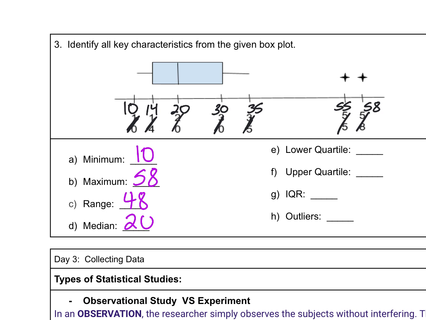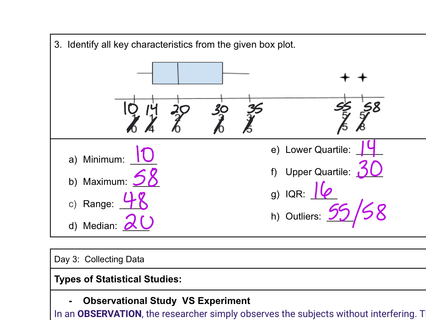Lower quartile. 14. That's the left line on the box. And the upper quartile. 30. The right line on the box. What is the IQR? Okay, 16, because 30 minus 14 is 16. And then outliers, what do we got? 55 and 58. Are they low or high outliers? The high outlier. They're both high outliers, good.